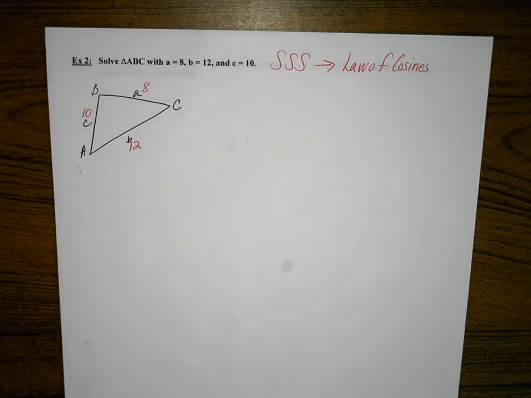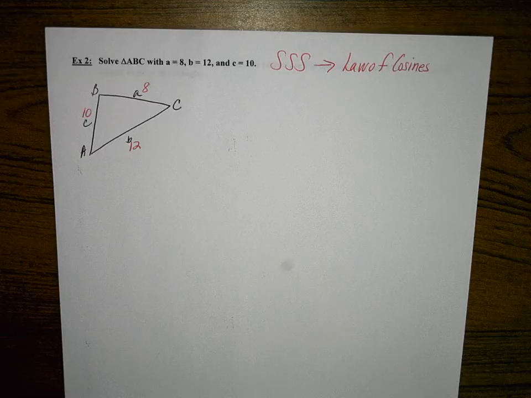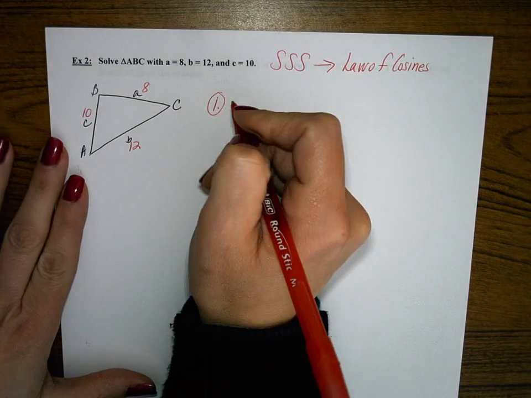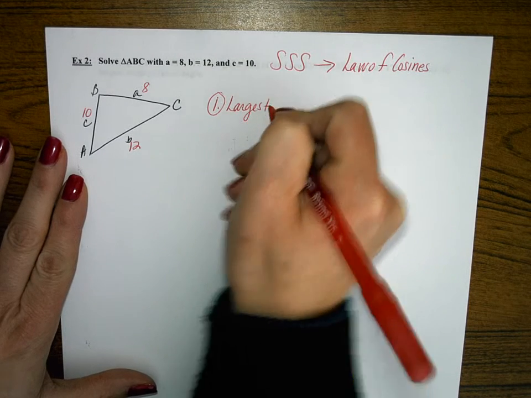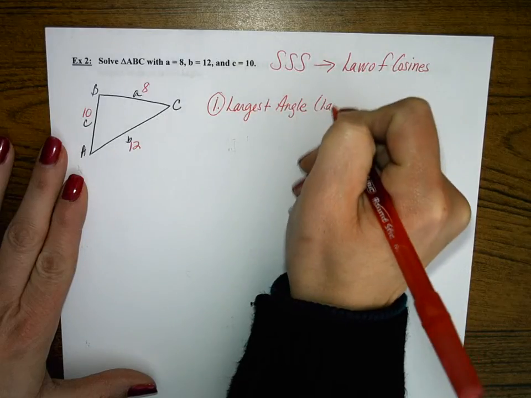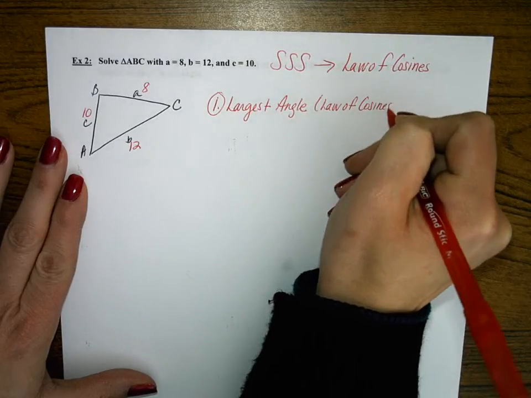Now, we need to make sure that we do this in a very specific order. The reason is that, remember, supplements have the same sine. Supplements have the same sine, so we need to be very careful to find our angles in the correct order so that we can tell the difference between which angle I want. Do I want the one that is given to me, or do I want its supplement? If we do it in the correct order, we won't have to consider that. Doing this in the correct order means that, first of all, I need to find the largest angle, and I'm going to use the law of cosines to find that largest angle.